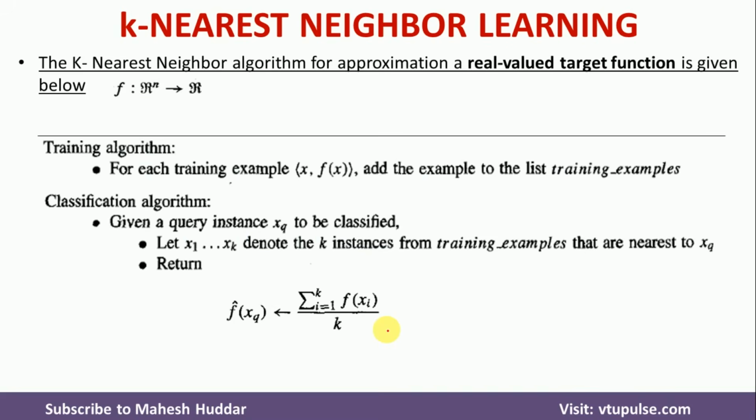So in this video, I have discussed how we can apply the k nearest neighbor algorithm to real valued target functions as well as to discrete valued target functions. In the next video, I will discuss what is the distance weighted k nearest neighbor algorithm and what are the advantages of that over the simple k nearest neighbor algorithm.